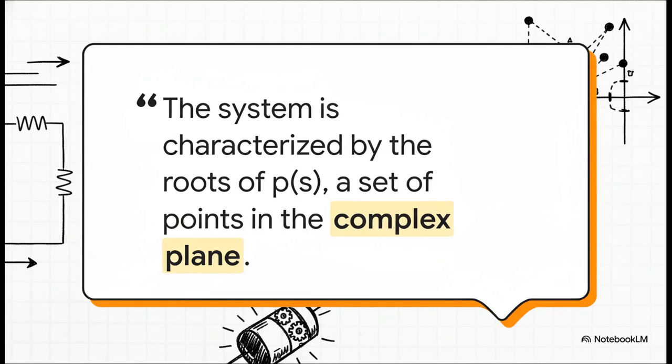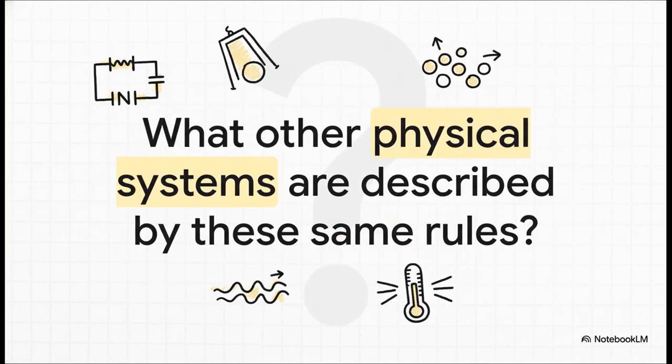And this all culminates in a truly incredible idea. Remember that simple expression that described the circuit? Well, this quote tells us that we can take that expression and find its roots, a few special values. And if you just plot those few points on a graph, that simple pattern of dots tells you everything you need to know about how that physical system will behave. The entire complex personality of a circuit is encoded in the location of just a few points. It's beautiful.